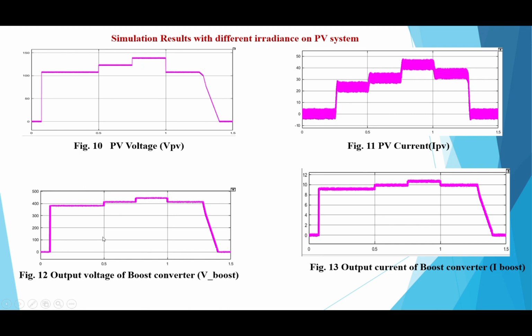This is the output voltage of the boost converter. When this voltage boosts up, here the voltage increases up to 400 when compared to the normal PV voltage. And the output current of the boost converter also boosts up to 9 when compared to PV current.